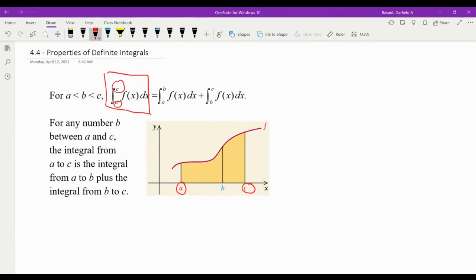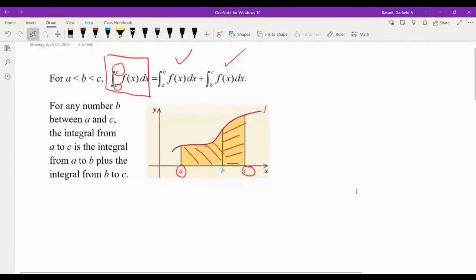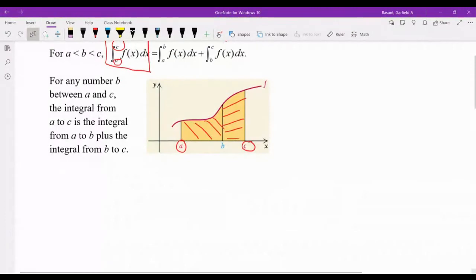You can find the definite integral by splitting it into two parts and adding them together. If you were to take a definite integral from a to b, which is what they're saying here, and then take the integral from b to c and add them together, you get the same result as taking it from a to c. Make sense to everyone?